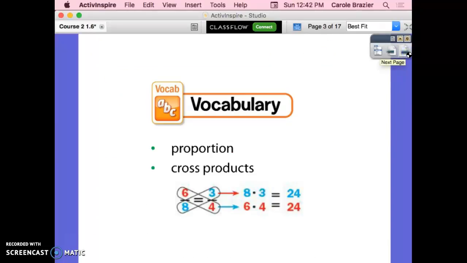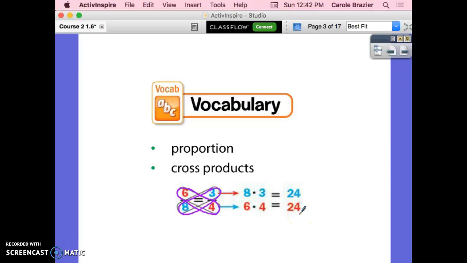Okay. For vocabulary, you should already have proportion in your vocabulary, so the only thing I want you to write down is cross products. Cross products are when you multiply diagonally. So if you notice the two red ones, I'm multiplying those. The two blue ones, I'm multiplying those. Okay? So 8 times 3 is 24. 6 times 4 is 24. This is what creates our proportion.